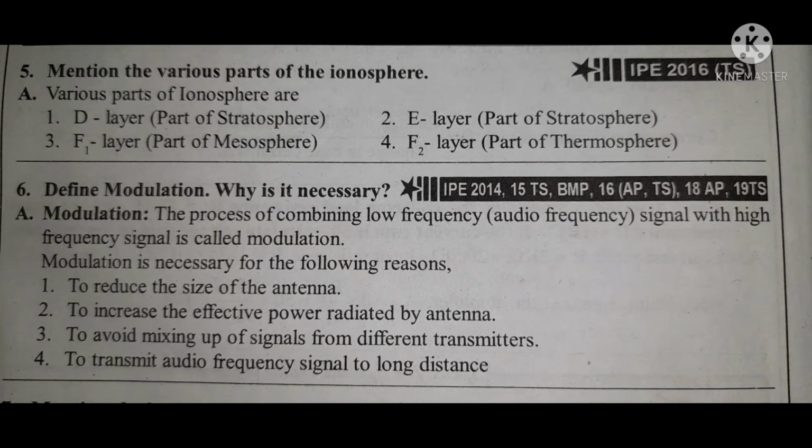Why is modulation required? To reduce the size of the antenna, to increase the effective power radiated by the antenna, to avoid mixing up signals from different transmitters, and to transmit audio frequency signals over long distances. Any two you can write, no need to write all 4. So the first reason is to reduce the size of the antenna.